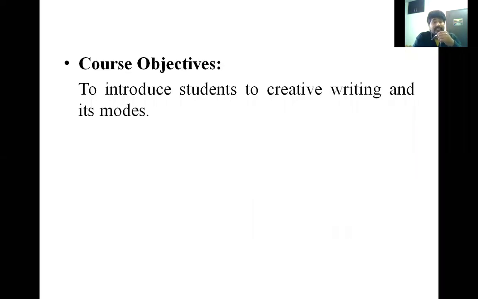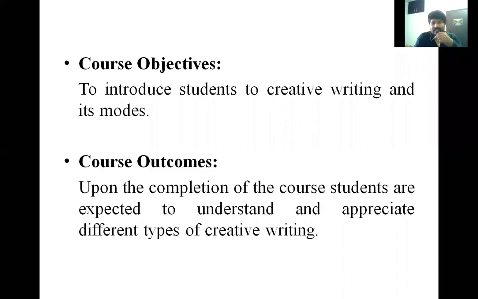The main objective of this particular course is to introduce students to creative writing and its modes. As I already told you, this is the course which will help you to understand how to begin with creative writing, and apart from that, what are the key features which we need to develop to be good at written communication in English. Once we start, we are going to learn all those objectives in this particular course. So what could be the outcome of this particular course?